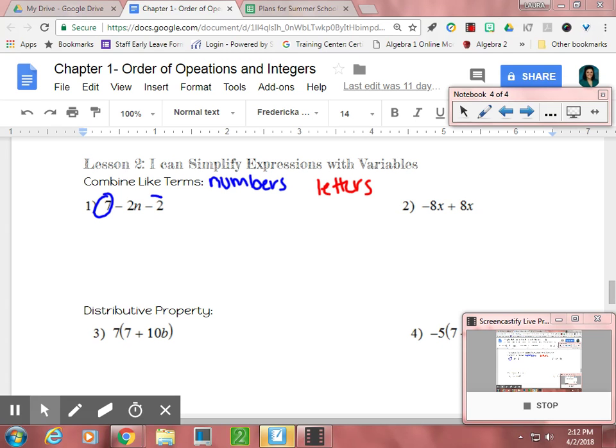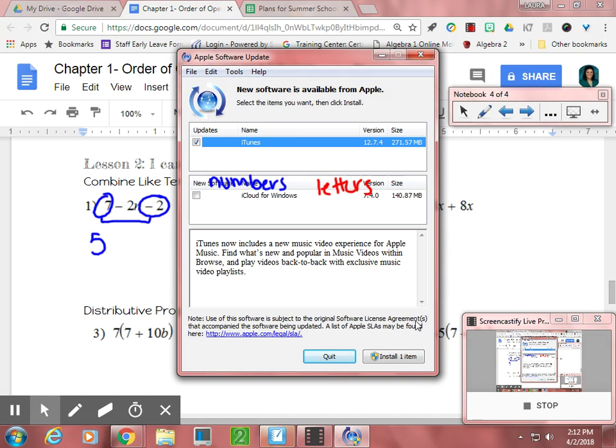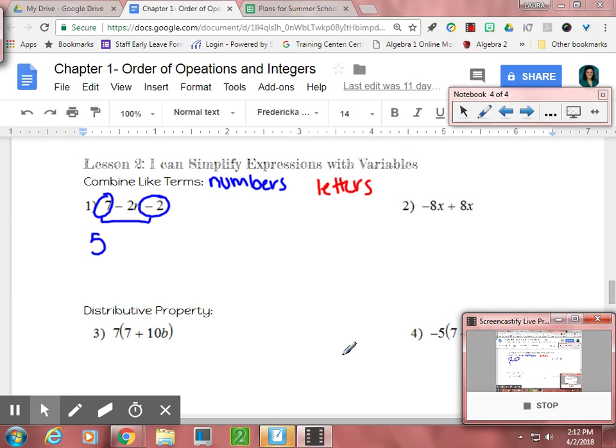Well, here are our numbers, and we're always going to circle the sign that goes with it. So the sign that is in front of it is the one that goes with it. So when we put these two together, we get 5, because you took 7 minus 2. So then our letters here are negative 2n, and then I can't combine these two because they're different, so this is your answer. So you can't combine something that has letters and something that doesn't have letters.